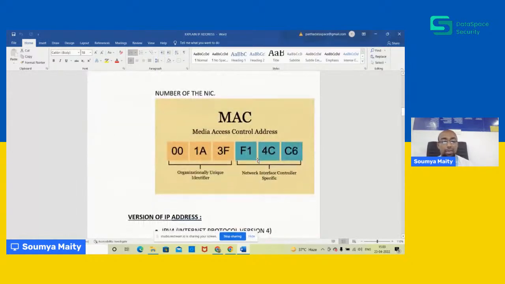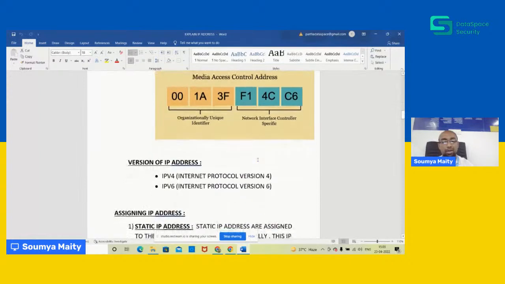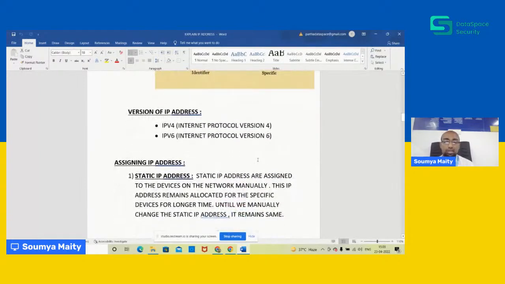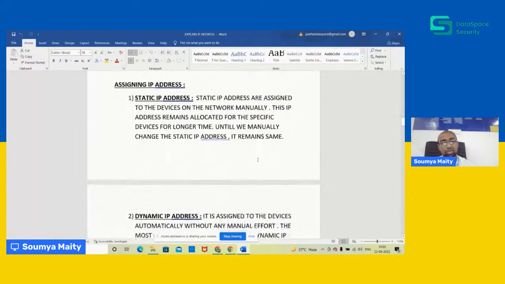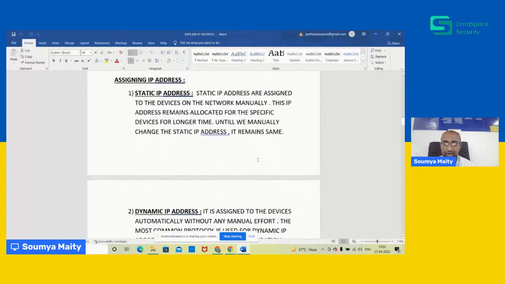Next, the full form of MAC is Media Access Control address. This is a 48-bit address. Then there is the IP address. IP addresses have two versions, IPv4 and IPv6. The full form of IPv4 is Internet Protocol version 4, and the full form of IPv6 is Internet Protocol version 6. There are also two processes of assigning IP addresses: static IP address and dynamic IP address.